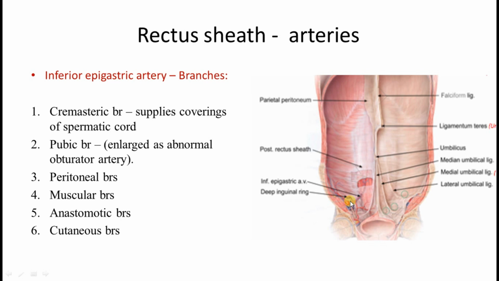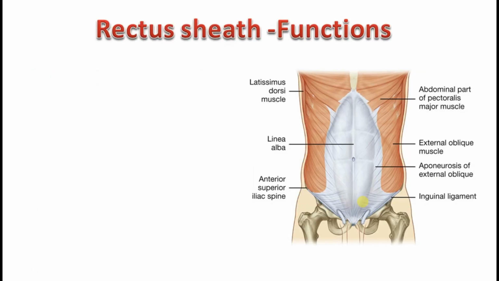And not only that, in case of inguinal hernia, if you look at the deep inguinal ring, and if the hernial sac is lateral to this inferior epigastric artery, then it is an indirect hernia, and if it is lying medial to the inferior epigastric artery, it is a direct inguinal hernia.